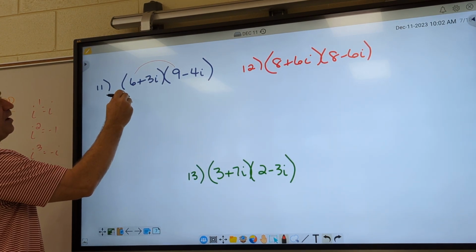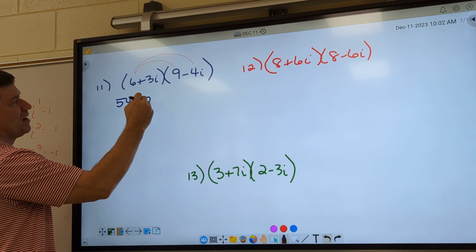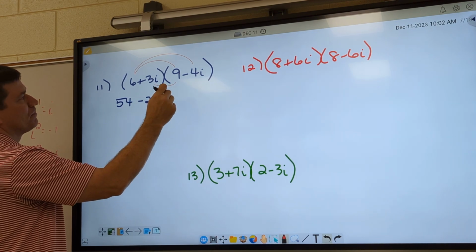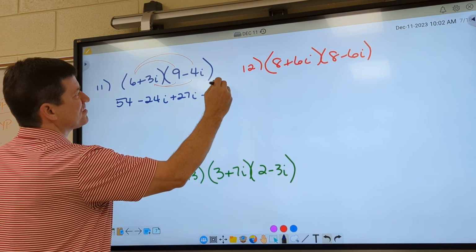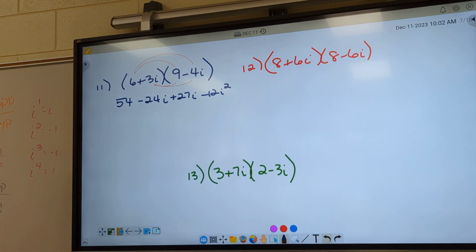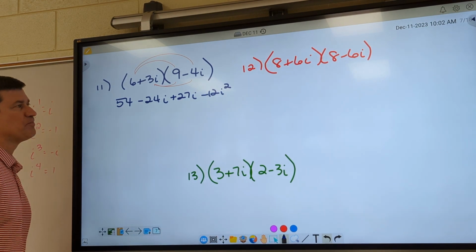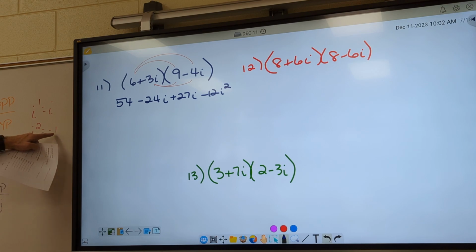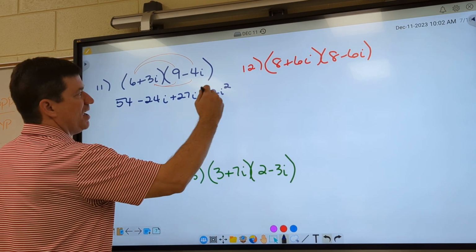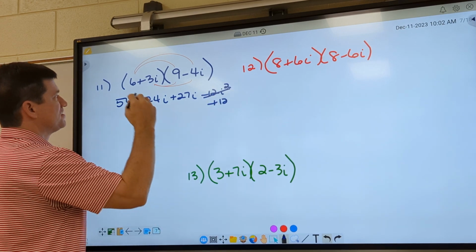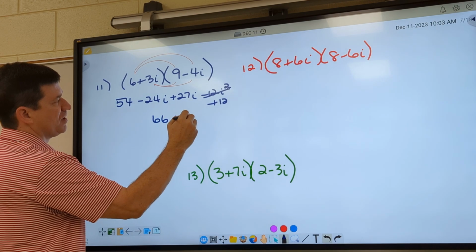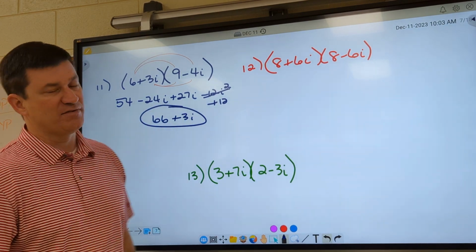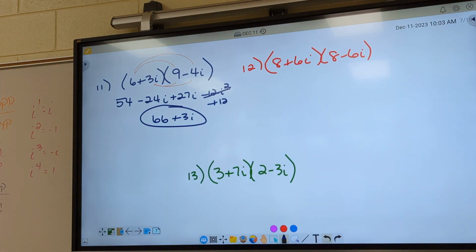I got 54 there. Minus 24i plus 27i minus 12i squared. Katie, what's that i squared going to turn into? Right, it's going to be a negative 1, and a negative times a negative makes it a positive 12. So 54 plus 12 is 66. I got plus 3i from the middle. That's how y'all do 11, 12, and 13. All right, do those other ones and I'll meet you on the back.